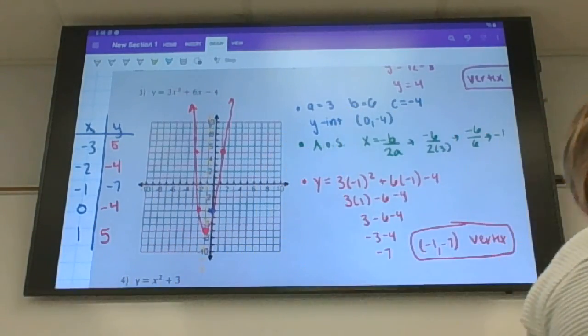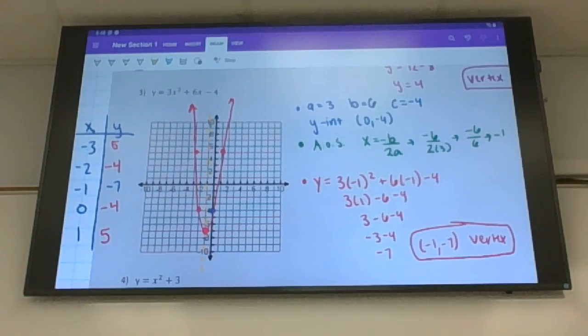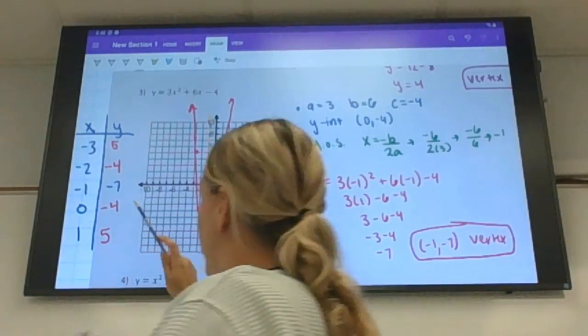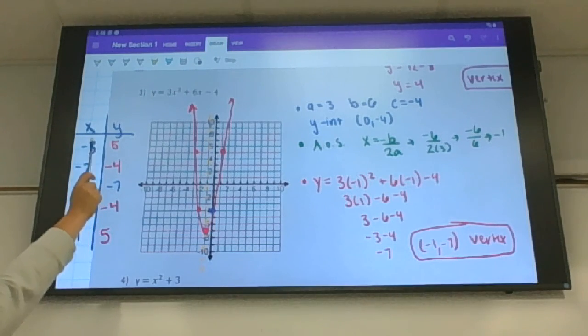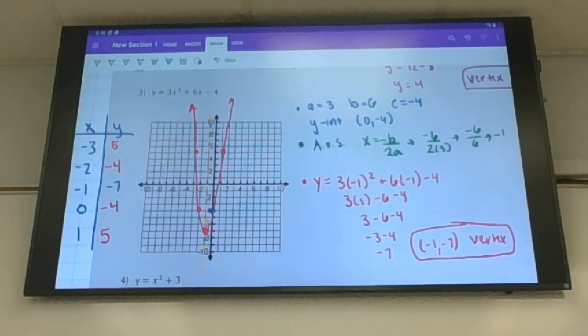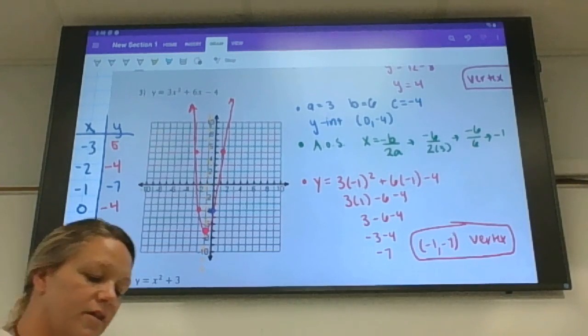Are you asking me how I got the y values? Yeah. So you take this number, plug it in, and you plug it in for x. And you do the math.